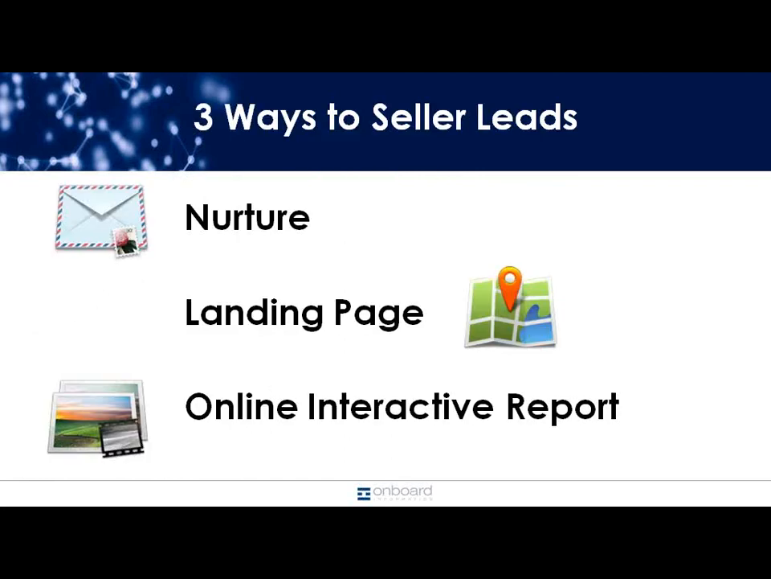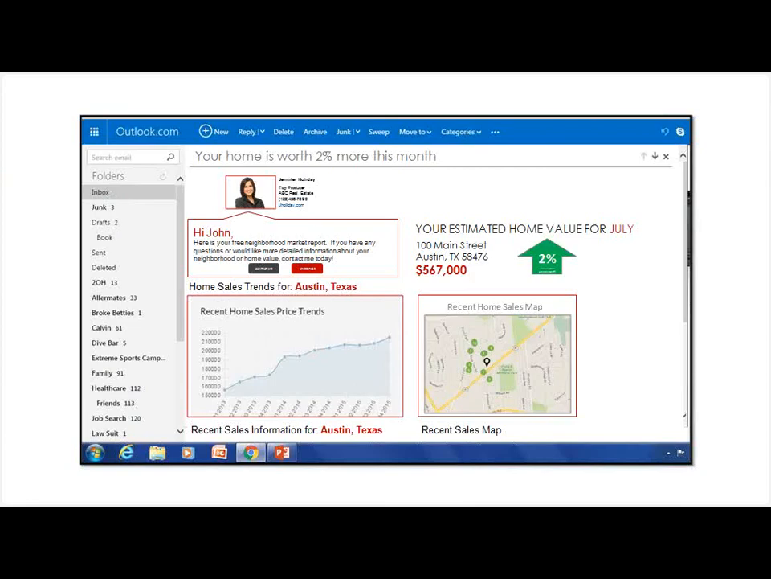Thanks, Erin. Yeah, so I'm about to walk through three examples. All three examples are using our data and content. One of the content sets is 150 million properties that we have nationwide. And those three ways to generate seller leads are through nurturing, property-specific landing pages, and online interactive reports. So the first one, nurturing consumers.